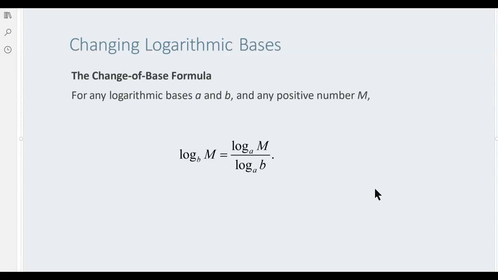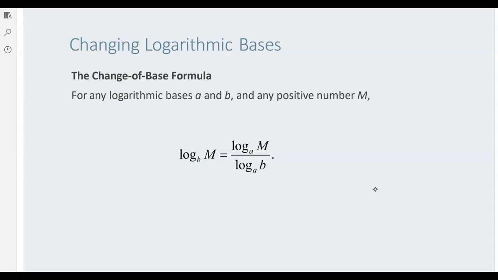Before there were advanced calculators and things like Desmos, you had calculators that only had log base 10 or log base e. And so if you wanted to do a calculation for a different base, you would have to use this change of base formula. But as you saw in Desmos, you actually have the option to type in any number for the base. And so this change of base formula isn't terribly useful anymore.